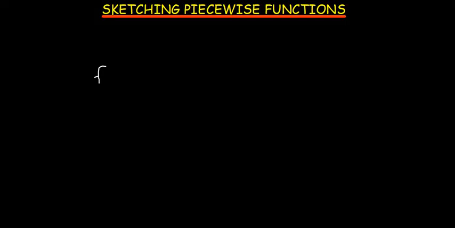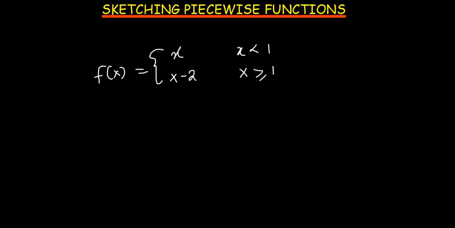Let's say we've been given f of x, which is equal to x, valid for values of x which are less than 1, and x minus 2 when x is greater than or equal to 1. You want to sketch this function. How do you do it? So, how can you sketch this function?